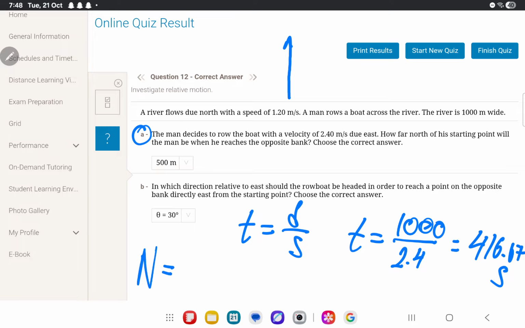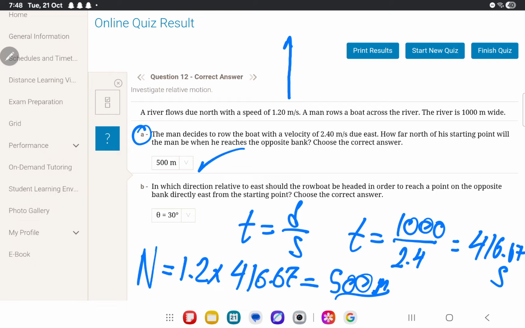Because he's drifting north, it's going to be 1.2 times the time. Imagine each second the river is drifting you up by 1.2 meters per second, right? So 1.2 times the time, which is 416.67. So this is 1.2 times that, and the answer is exactly 500 meters, and that is the correct answer.